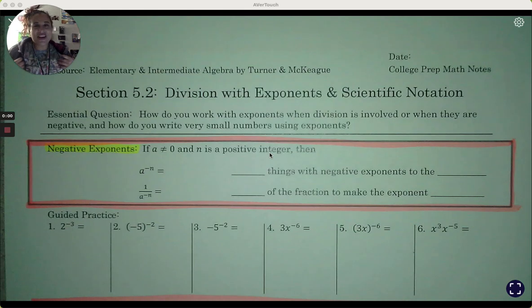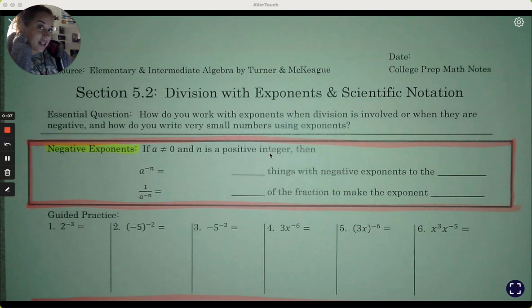All right, guys, here are our section 5.2 notes. So now we're going to talk about division with exponents and what that looks like. So a quick tip, if we add exponents when we multiply, there's probably a chance that when we divide exponents, we subtract somewhere. All right, so let me just show you what that looks like.